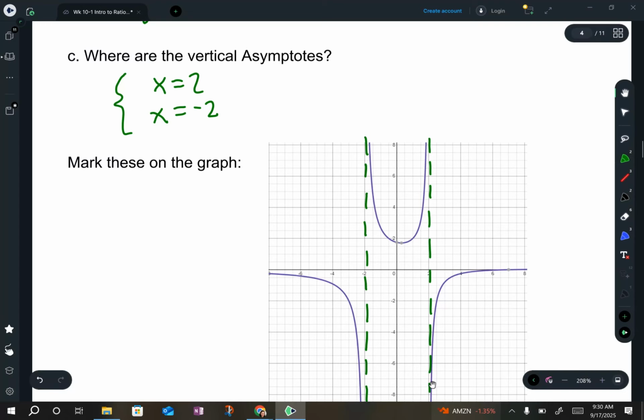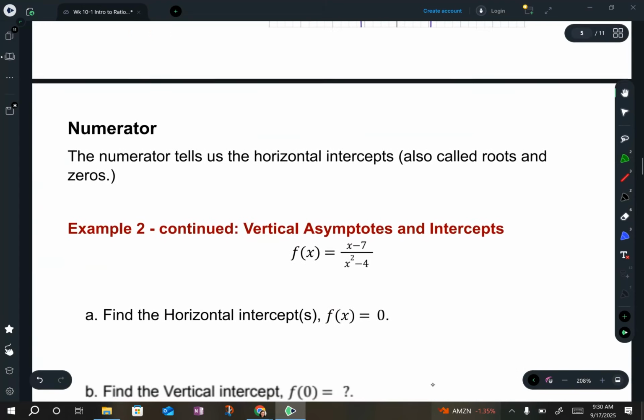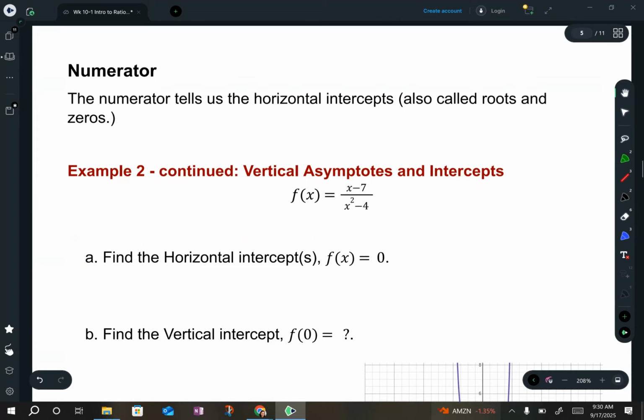All right, let's look at another example. Oh no, but let's talk about the numerator first. Sorry. The numerator tells us the horizontal intercepts. This is the same as we've been finding horizontal intercepts for functions all along, so this isn't a new feature.